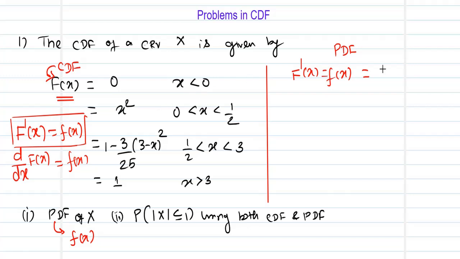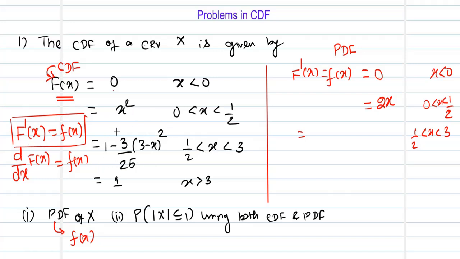So what happens in the interval x less than 0? Differentiation of the first number 0 gives you 0. Secondly, when 0 less than x less than half, what happens? It is differentiation of x square, which is going to give us 2x. Next, moving on to the third interval, half less than x less than 3. What will be the value for this?